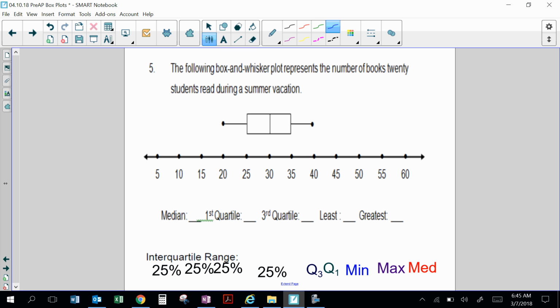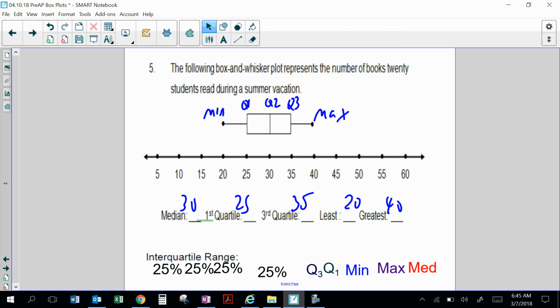So now, what if you're given the box plot itself? Can you find the 5 parts of it? This is the minimum. This is the maximum. This is quartile 2. This is quartile 1. This is quartile 3. So the minimum, the least, is 20. The greatest is 40. Median is 30. Quartile 1 is 25. And quartile 3 is 35.